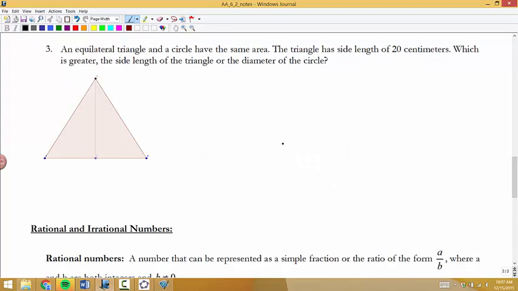So let's take a look at this third example, and it says the following. An equilateral triangle and a circle have the same area. The triangle has side lengths of 20 centimeters. Which is greater, the side length of the triangle or the diameter of the circle? Well, if they have the same area, the first thing I want to do, I've drawn a triangle here, is find the area of that triangle. So I need to use a little bit of geometry to do that.